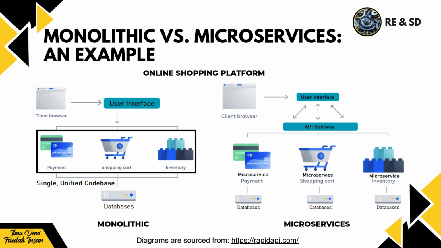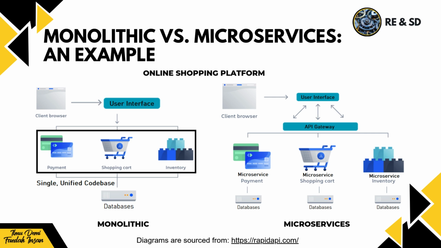Now, in the microservices architecture, the entry point and front-end layer remain similar. However, there is an additional layer, the API gateway. This gateway routes requests to the appropriate microservice, handling authentication, load balancing, and sometimes caching. It simplifies communication between the client and various backend services.